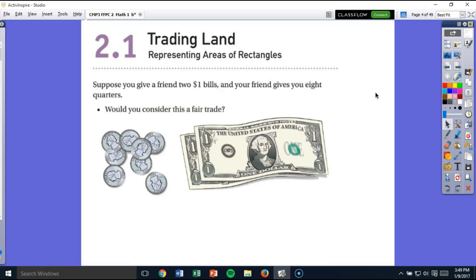So to get started, to talk about fair trade, since we're talking about trading land here, suppose you give a friend 2 $1 bills and your friend gives you 8 quarters. Well, would you consider this a fair trade? Now, take out the things about weight and whether you don't like coins jingling in your pocket or whatever else, but as far as value goes, is this a fair trade? Is 2 $1 bills a fair trade for 8 25-cent pieces or 8 quarters? Obviously, it's the same value, so it should be considered a fair trade.